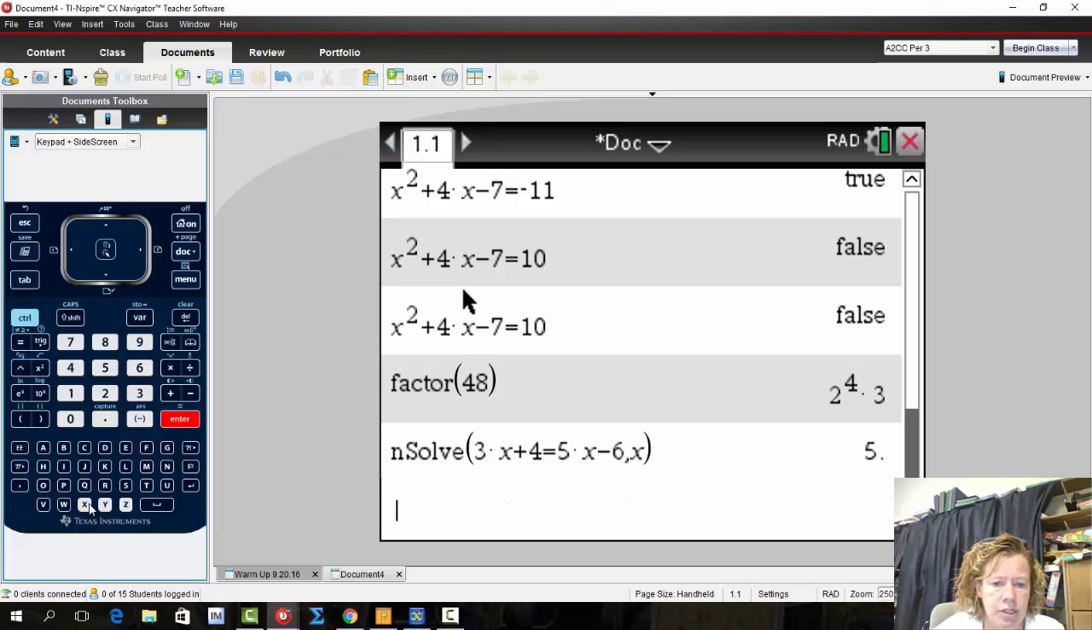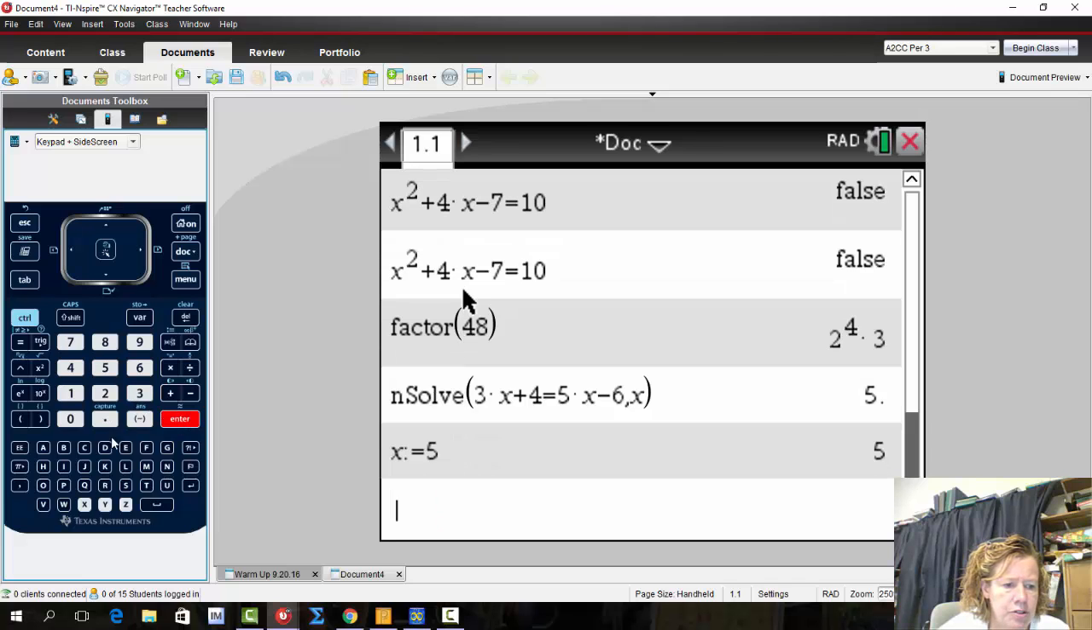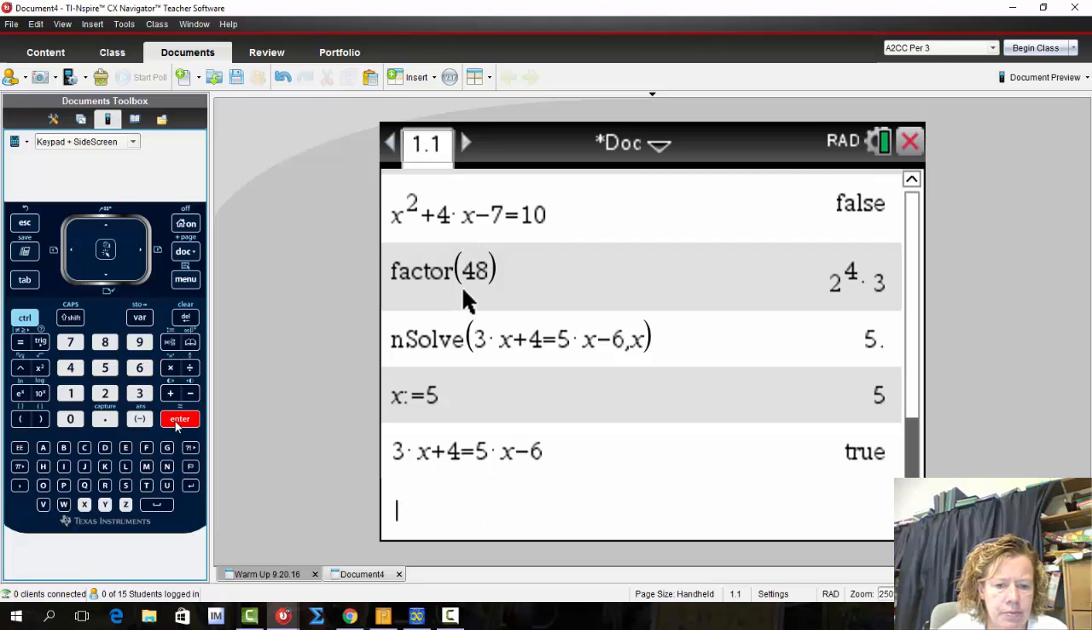It solves that equation for you. x equals 5. I might want to check that. I'm going to store 5 in x. And then I'm going to type my equation, 3x plus 4 equals 5x minus 6. And we better hope it solved it correctly, and it did. So that's another really nice checking feature. You still have to show all your work. Just use your nSpire to check.